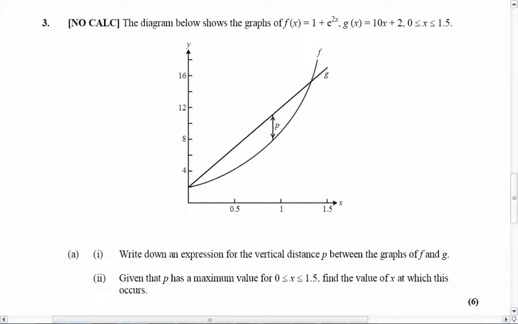So here we go. The diagram below shows the graphs f of x and g of x from 0 to 1.5. So f is the curve here, and g of x is a straight line, which, yes, that's a linear equation. Write down an expression for the vertical distance p between the graphs of f and g.